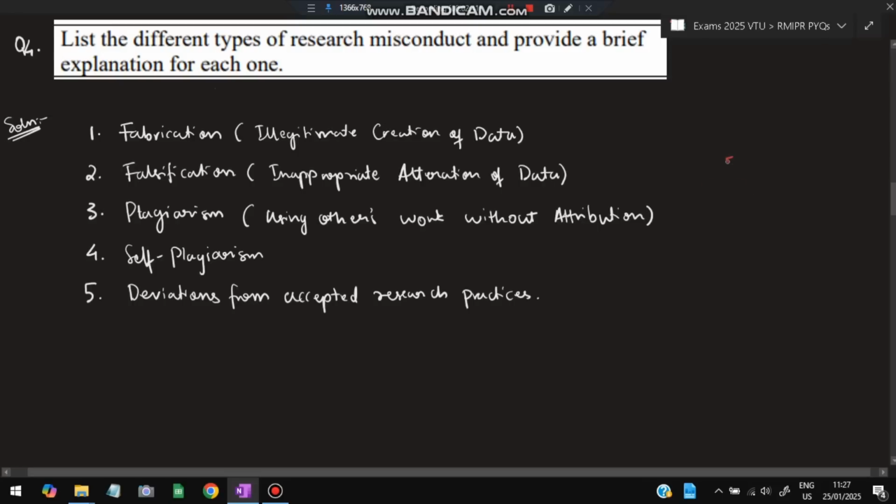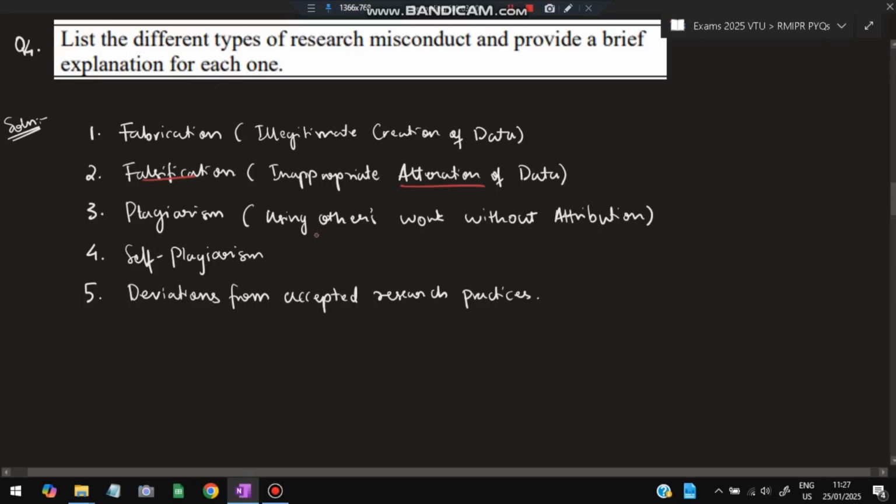Suppose if the temperature is less than 50 degrees and more than 30 degrees, then only this experiment result is acceptable. If it is less than 30 degrees, it is not acceptable. So if I get less than 30 degrees, to make it acceptable, I'll put it between 50 and 30. That is called falsification, inappropriate alteration of the data.